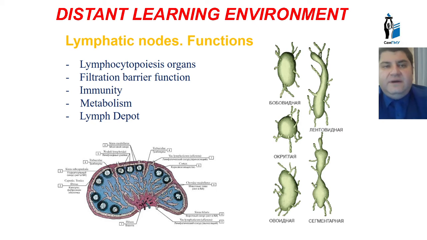So let's talk some words about lymphatic nodes and their functions. In detail, you may study this part of morphology in the histology department, and let's talk only some words about them. You may see that lymphatic nodes are lymphocytopoiesis organs. They also take part in the filtration barrier function, so immunity function, metabolism function, and also a lymph liquid depot. So lymph is also deposited in them.